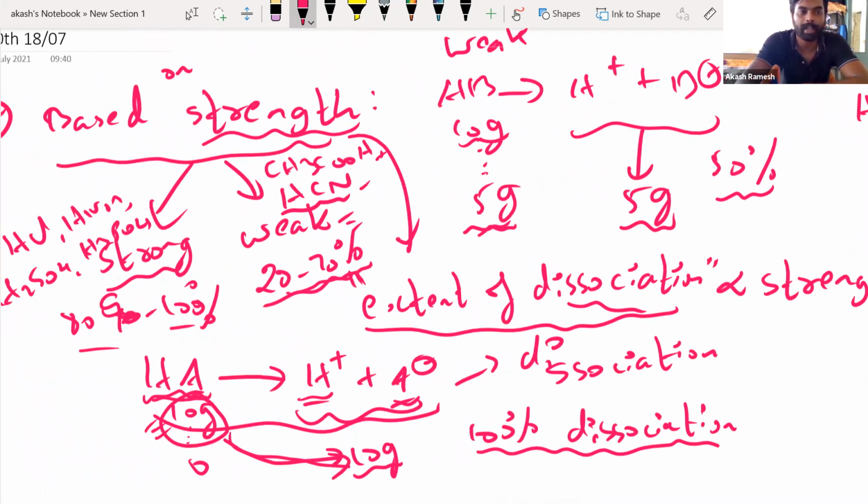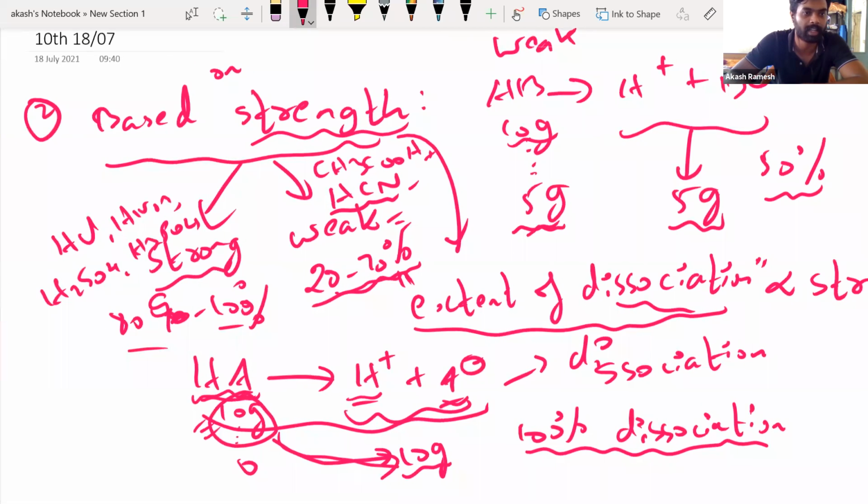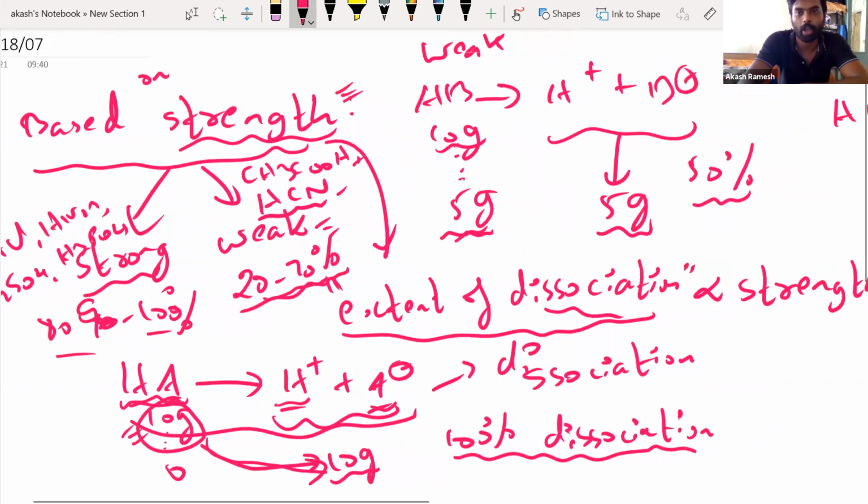Now all the other acids I mentioned on this side, that is HCl, HNO3, H2SO4, H3PO4, all of them are good acids, that is strong acids, because they have a good extent of dissociation. They'll undergo dissociation to a larger extent. These are all the examples. Done. So that is about strength. Based on strength, this is how you classify strong and weak acids. Next, moving on.